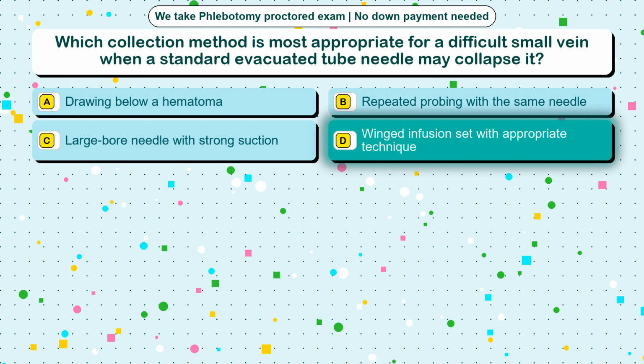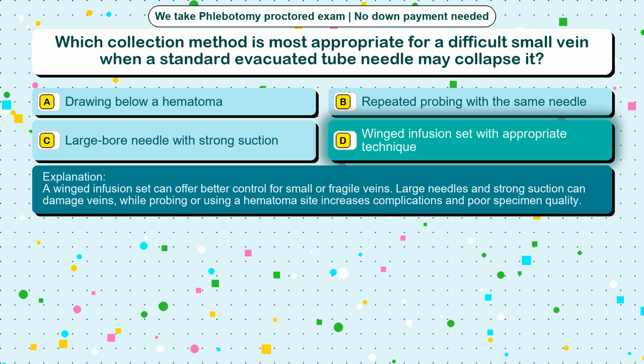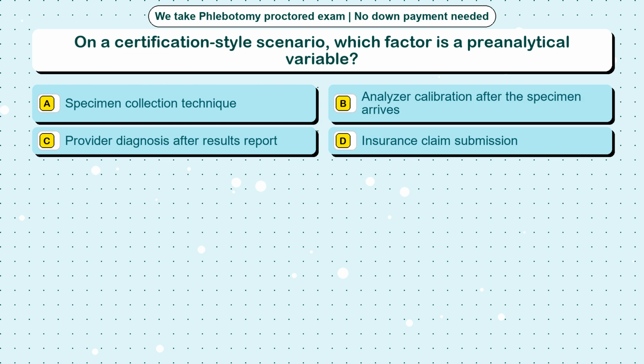The correct answer is option D, winged infusion set with appropriate technique. A winged infusion set can offer better control for small or fragile veins. Large needles and strong suction can damage veins, while probing or using a hematoma site increases complications and poor specimen quality. Question 15. On a certification style scenario, which factor is a pre-analytical variable?